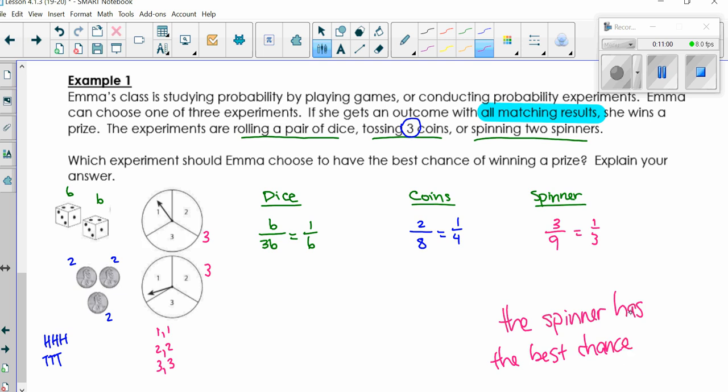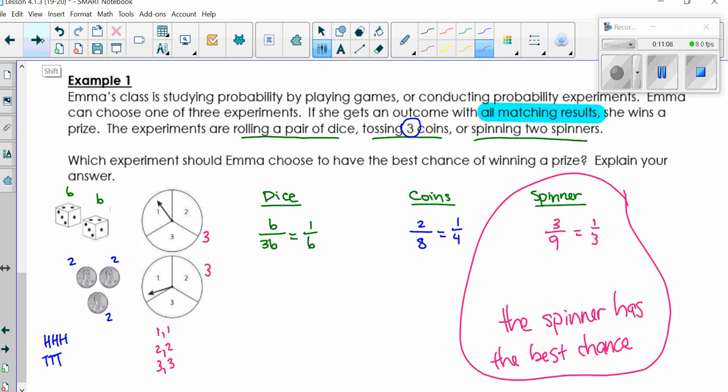I don't need to write a huge long explanation because I have found all of the probabilities for each. I can see that that's my best. Okay, so go ahead and flip over to example 2.